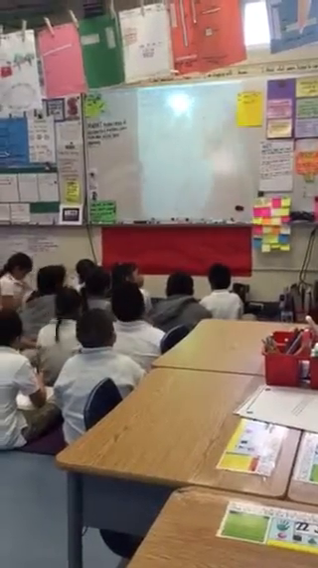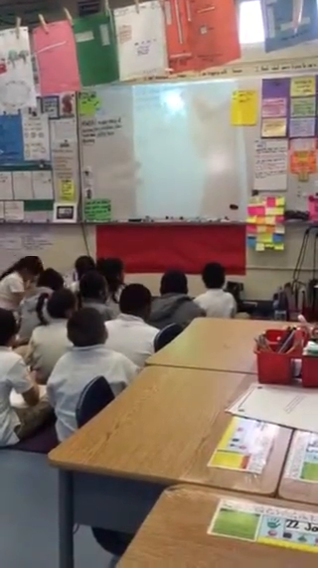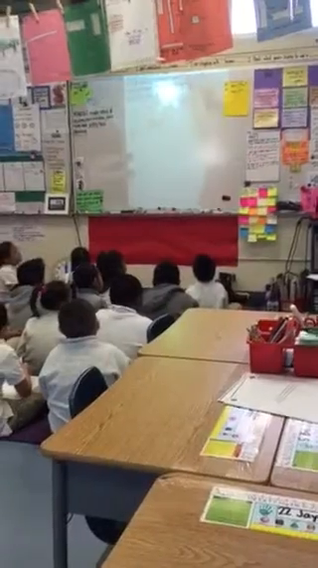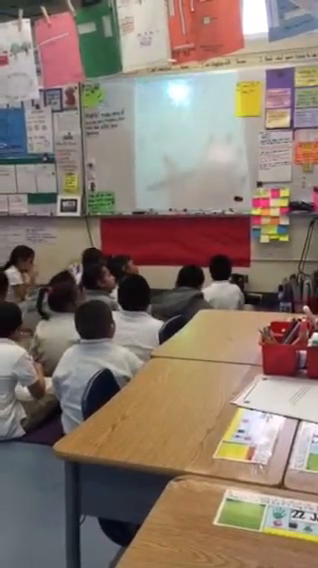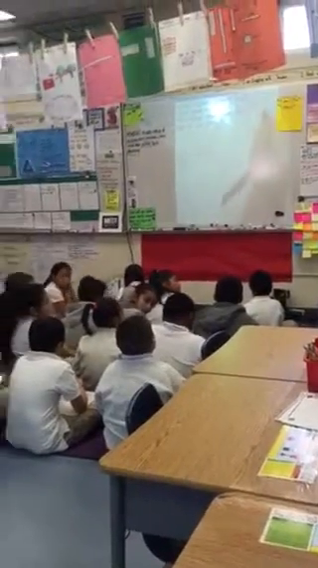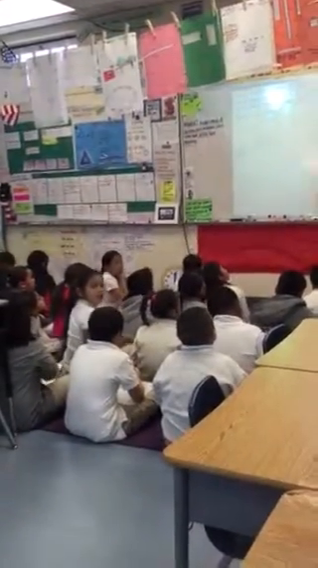I started with 4. And then 8, 12, 16. 16. How did you know to stop at 16? Because it says there are 16 legs altogether.